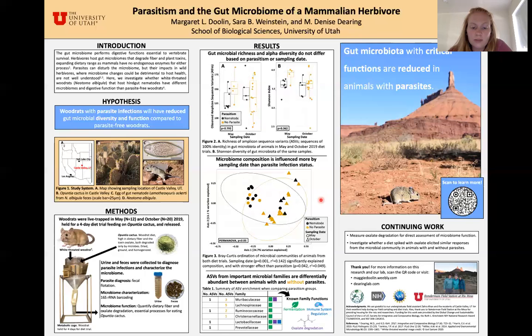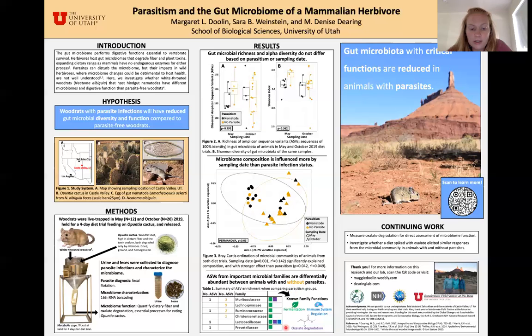However, sampling date has a much stronger effect on this than parasitism does. So we're seeing an effect of both here based on beta diversity analysis. And finally, just looking at differential abundance. If we're looking at differences in composition in the middle plot, at the bottom here, we're looking at specifically which ASVs, which of these 16S sequences, are seen more in individuals with and without parasites.